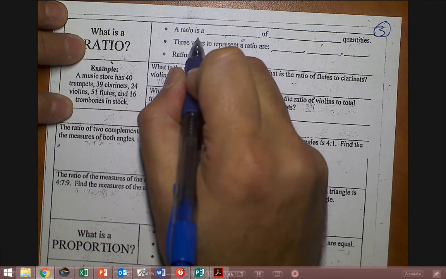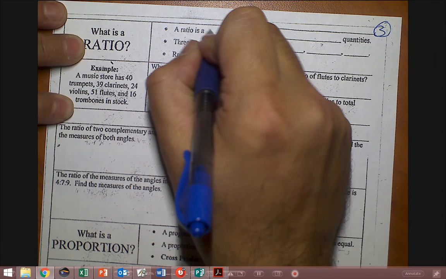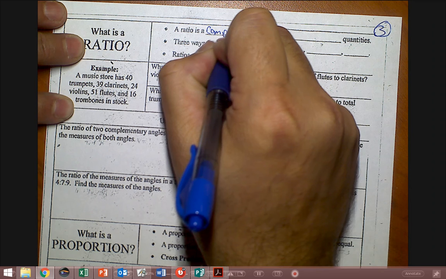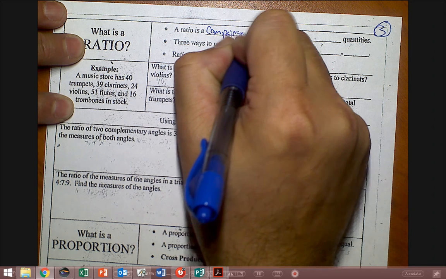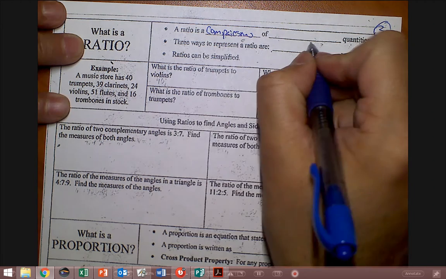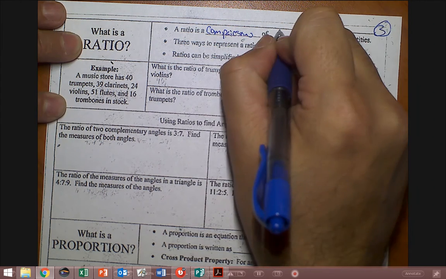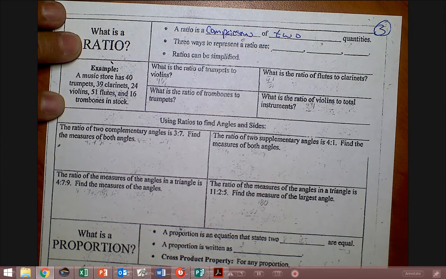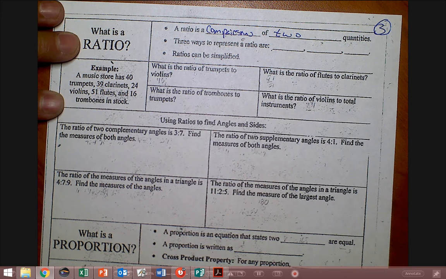So a ratio is a comparison of two quantities. Ratio is a comparison of two quantities.